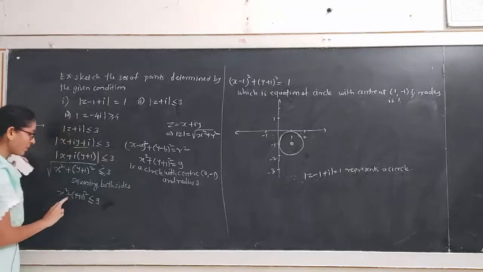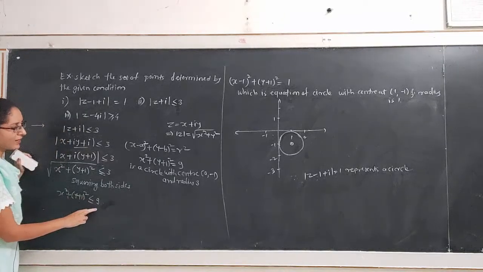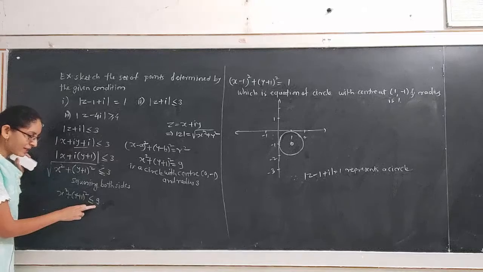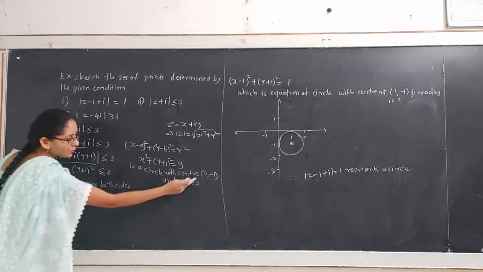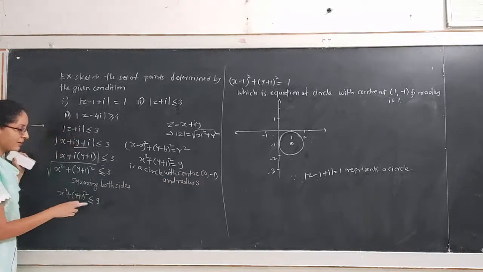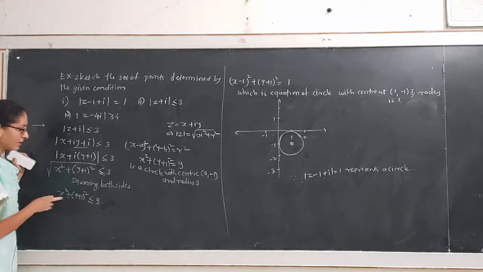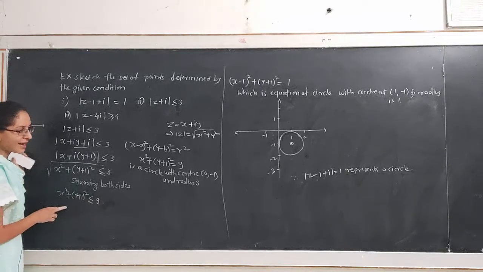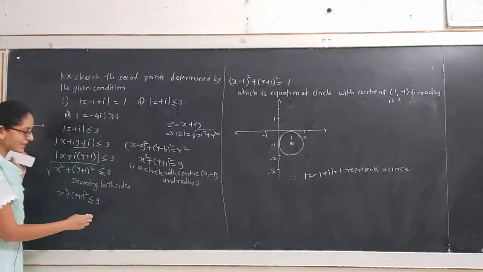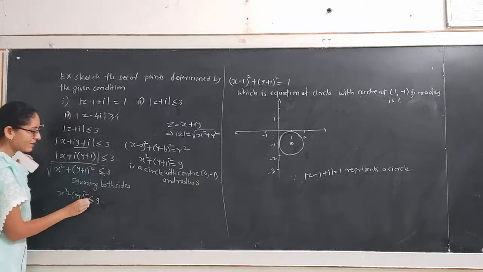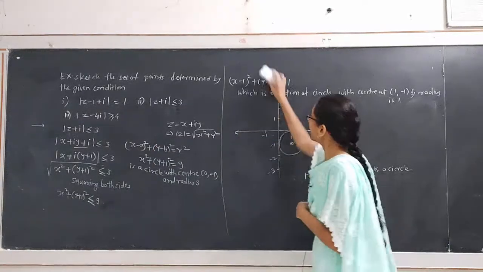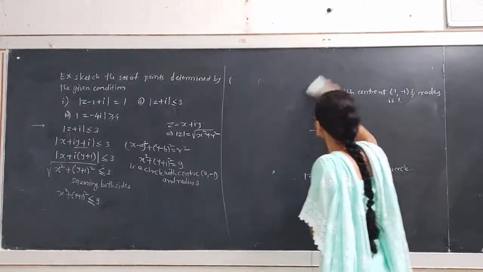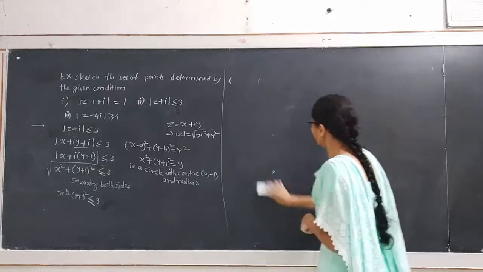We have x square plus y plus 1 square less than or equal to 9. This represents the set of all points which lie on the circle having center (0, minus 1) and radius 3, and inside the circle. These are the set of all points on this circle as well as inside the circle, because this sign is less than or equal to. Hence we draw the circle or the region given in the second example.